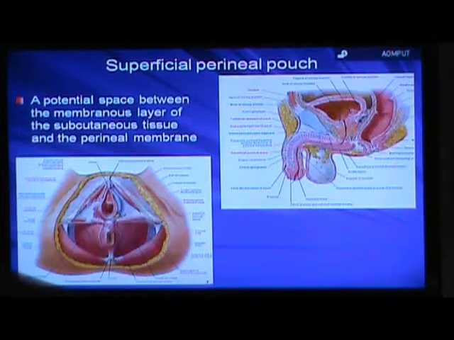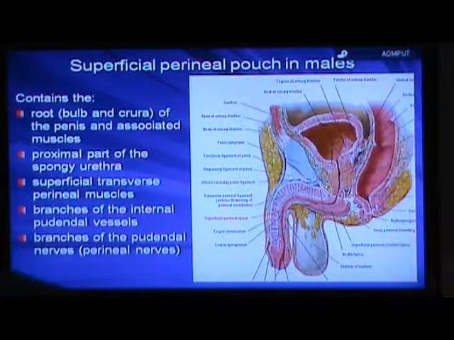The potential space is the superficial perineal pouch. Look, it is with this red color, yes, superficial perineal space or pouch, in male and female. So it's a potential space between the membranous layer of the subcutaneous tissue and the perineal membrane.